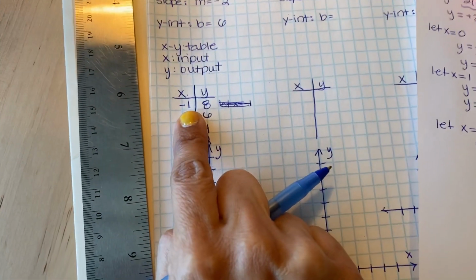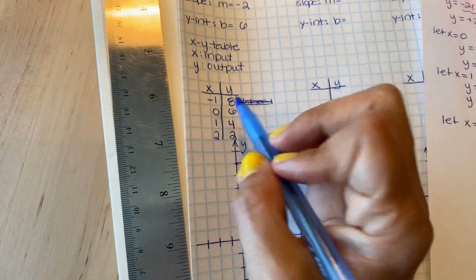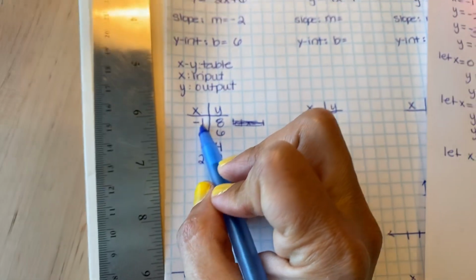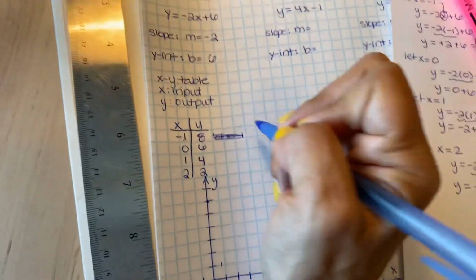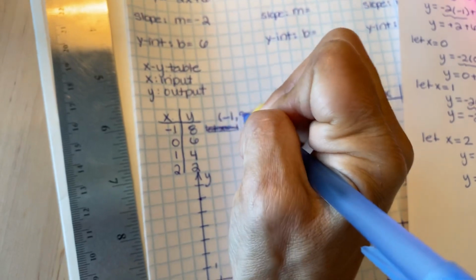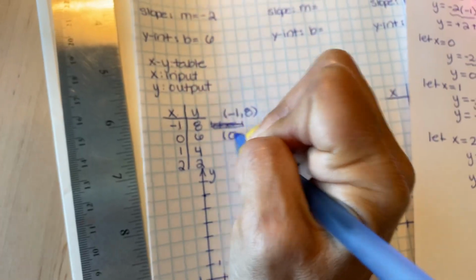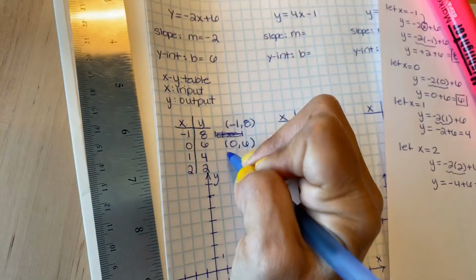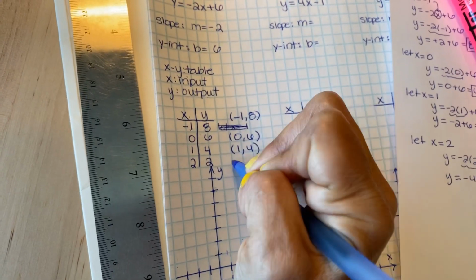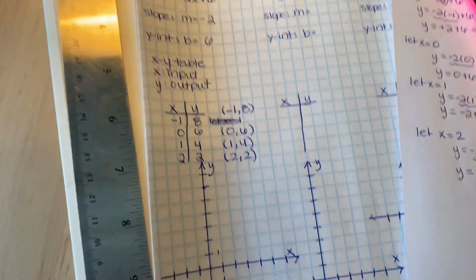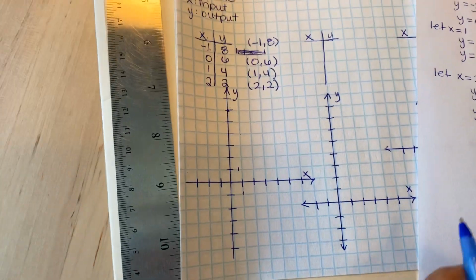This XY table produces coordinate points. This is my X coordinate value. This is my Y coordinate value. So this is the point -1, 8. This is 0, 6. This point is 1, 4. And this point is 2, 2. And now you're going to go ahead and plot them.